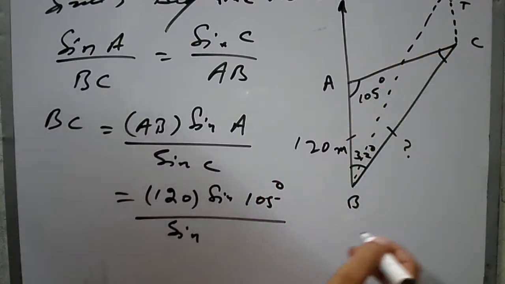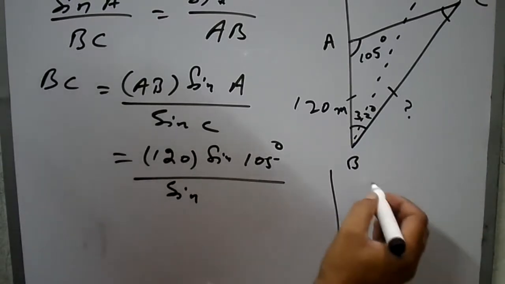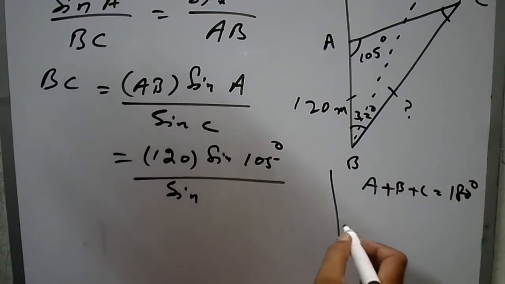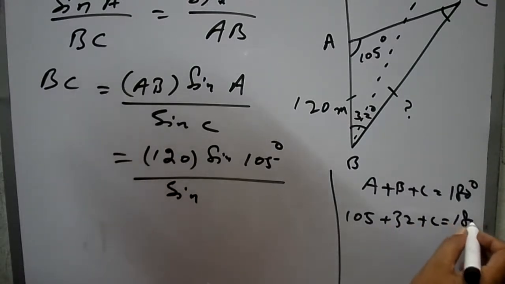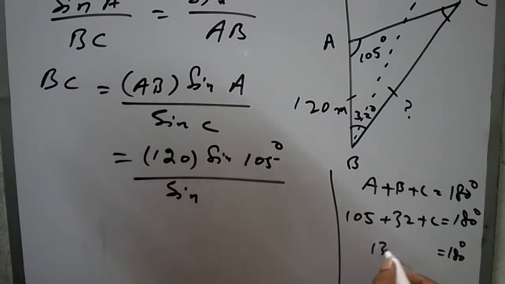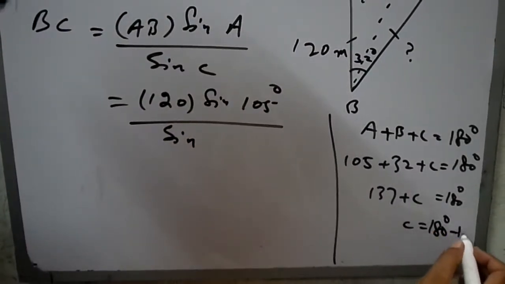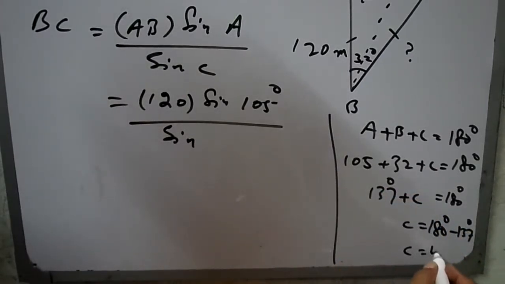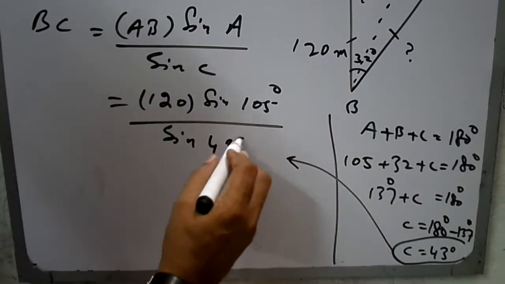So we have to find it by another method, that is the sum of interior angles is 180, that is A plus B plus C is equal to 180 degrees. So 105 plus 32 plus C is equal to 180 degrees. So 180 degrees is equal to 137 plus C. So C is equal to 180 degrees minus 137 degrees. So the value of C is 43 degrees. So we have to put here 43 degrees.